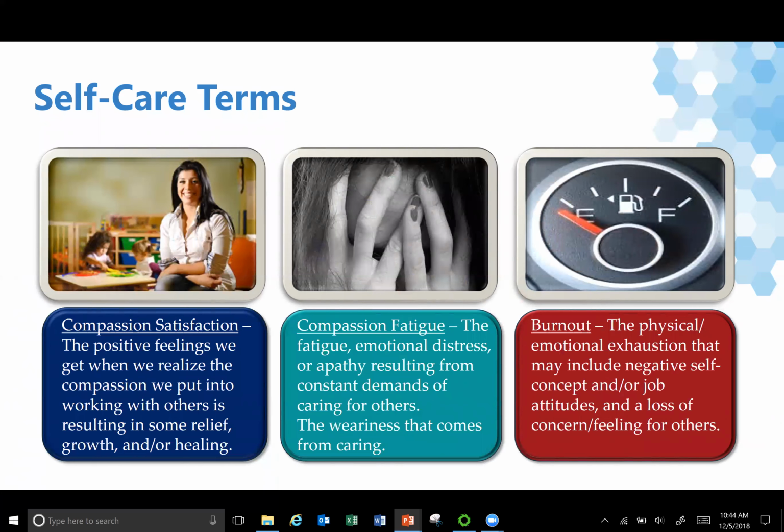The first term we're looking at is compassion satisfaction. And this is the positive feelings we get when we realize that compassion we put into working with others is resulting in some relief, growth, and/or healing. We also have compassion fatigue: the fatigue, the emotional distress, sometimes apathy that results from constant demands of caring for others. And this includes our teaching professions and the social supports that we provide in schools. Then it can oftentimes bring a sense of weariness. And finally, burnout: the physical, emotional exhaustion that might include negative self-concepts and/or job attitudes, and the loss of concern and feeling for others.